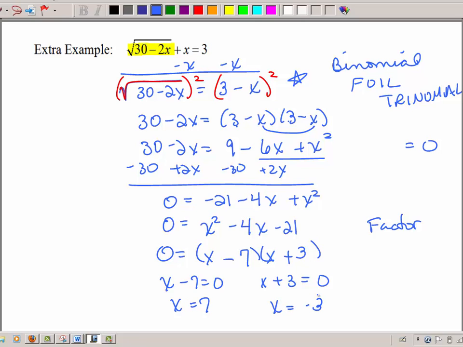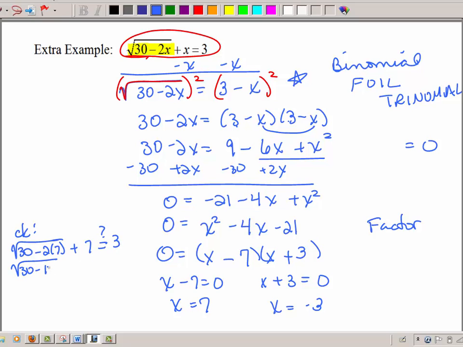Are we done? No. We have to check our answers back into the original equation. Right, so let's check 7. So I have the square root of 30 minus 2 times 7, plus 7. Does that equal 3? Well, let's just work it out and see. Now 30 minus 14 is 16. Now the square root of 16 is 4, plus 7 is not 3. So that's extraneous.